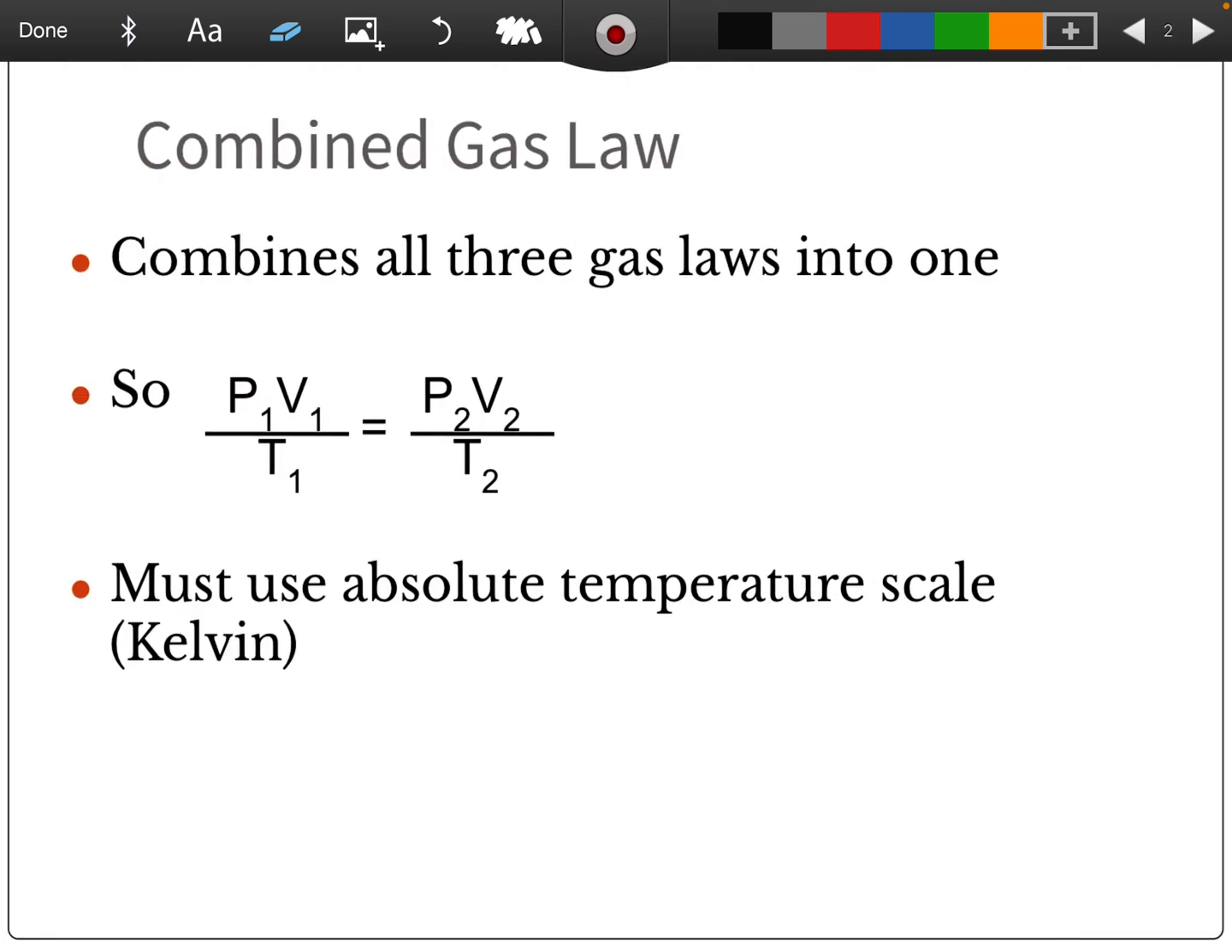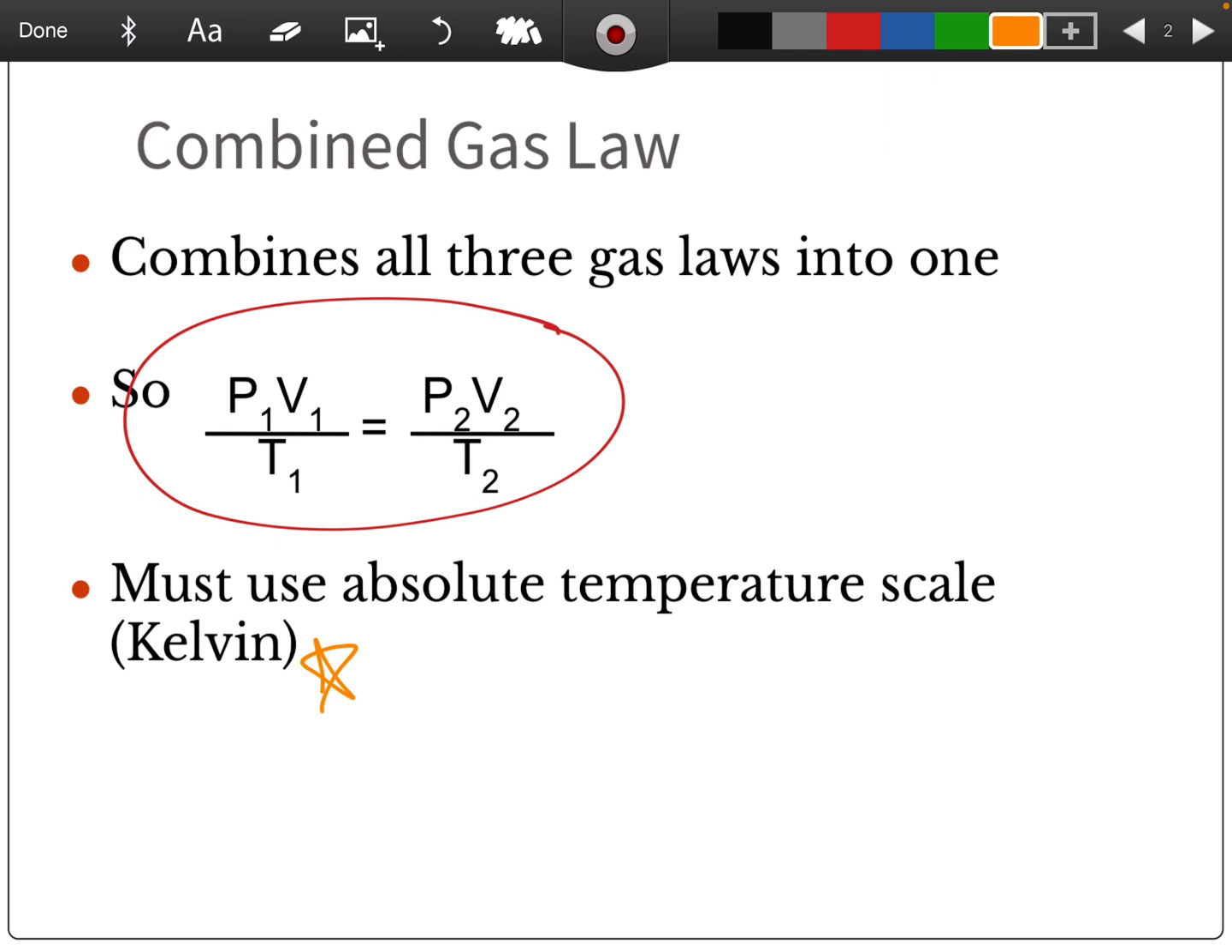As you can imagine, the combined gas law combines all three of those previous gas laws into one. With the combined gas law, now you have pressure, volume, and temperature that are all changing. The equation that we use is P1 times V1 over T1 is equal to P2 times V2 over T2. And just like before, all temperature values must be in Kelvin.